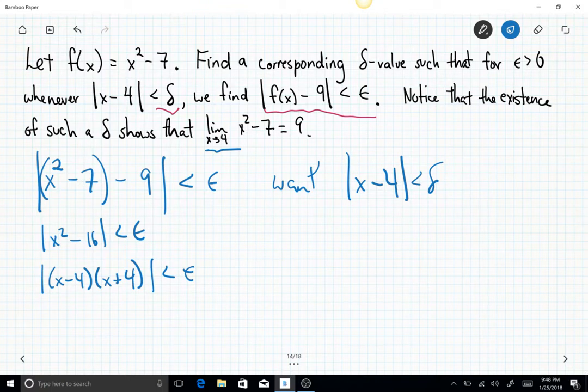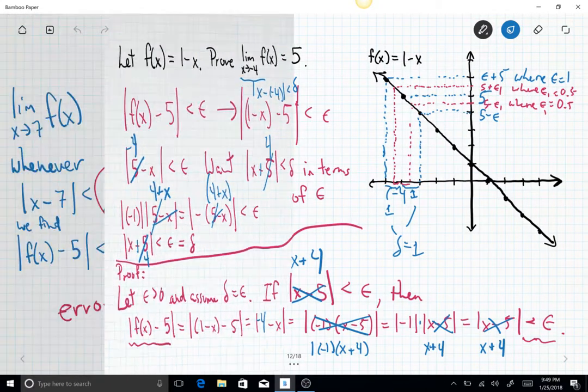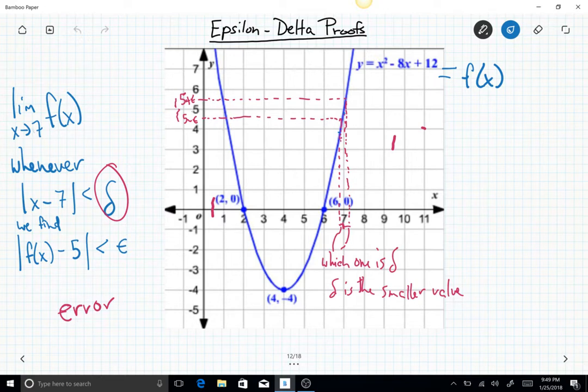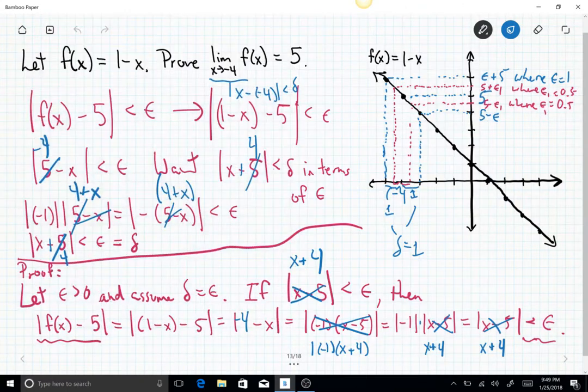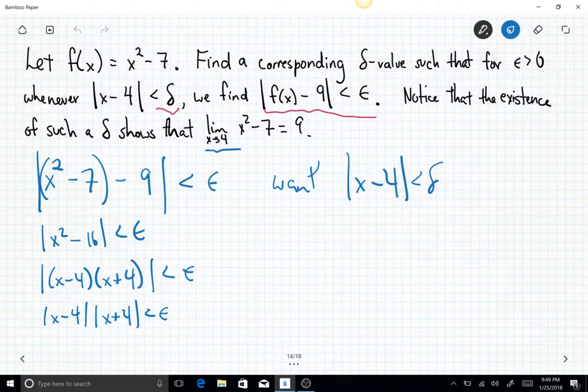Now we have our factor of x plus 4 and x minus 4. We can rewrite this as absolute value x minus 4, and since we're taking an absolute value, we can take an absolute value here. Now here's the difference. We want to kind of work with delta. Now if you notice back two times ago, what did we say? We want delta to be the smaller value, right? So since we're talking smaller values, what do we do here? Well, we can set a restriction on this absolute value of x minus 4. And what do I mean by that?